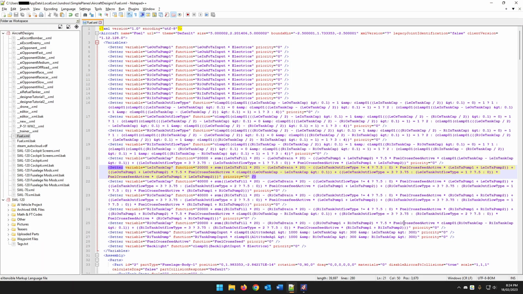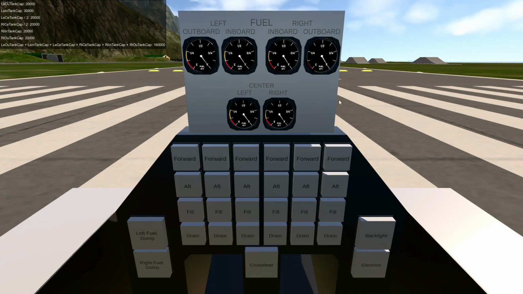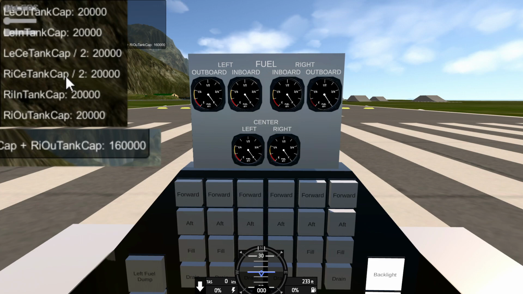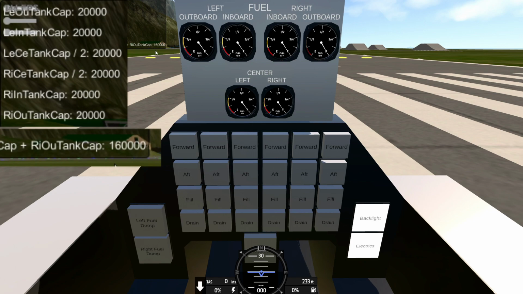Approximately 10 hours later. Well, this is a lot more code. It's kind of complicated, and it doesn't even work that well, but I'll demonstrate what I do have. So up here, you can see my 6 different tanks. I divided the 2 center tanks by 2, just so I have the same value as the other tanks, so I can see the relative fill percentage. And then down here I have all 6 tanks added together, just to give me a total of all the fuel of all the tanks.